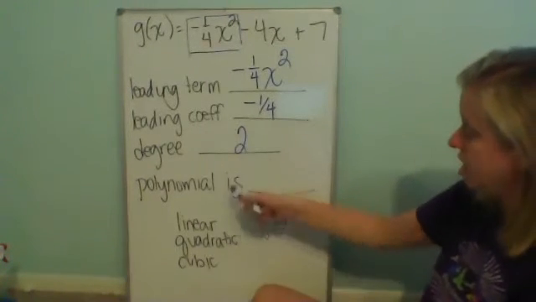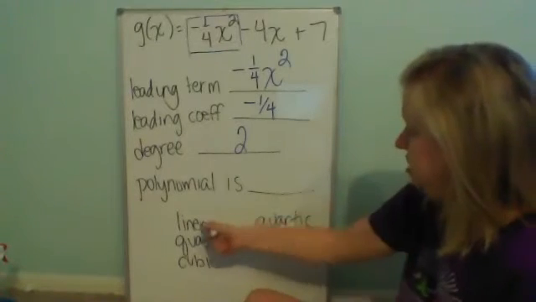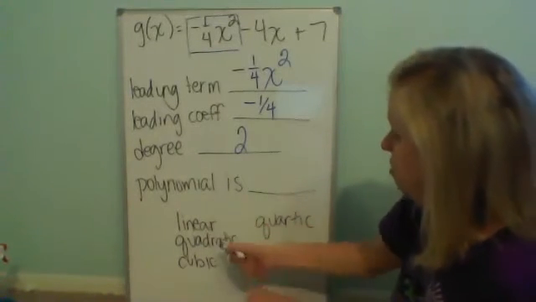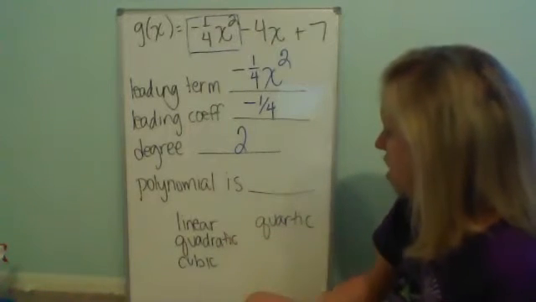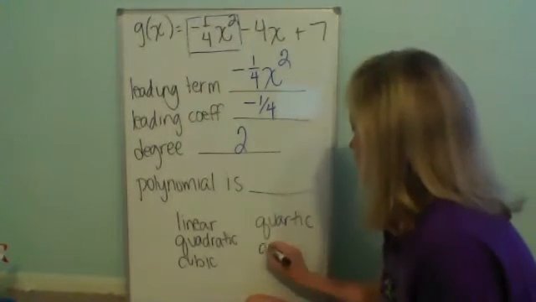Now, the degree helps you answer this last problem. It's going to be a multiple choice. It's going to give you a little drop down, and you're going to have to decide whether this polynomial is linear, quadratic, cubic, or quartic. And I think it also says constant.